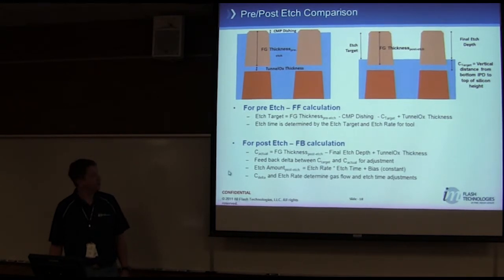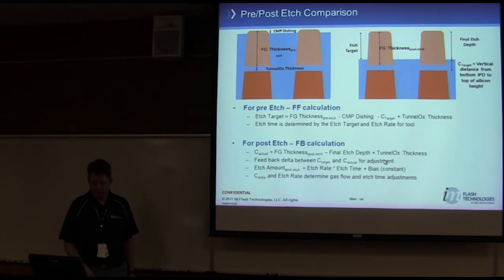So for post etch, again we look at what our actual thickness was. So our thickness post etch minus the final etch thickness plus the tunnel oxide thickness. You have to throw all these in and make sure this is what we anticipated and this is what we got. And then we make your recommendation based upon that data. So there's some graphics on what the etch target is. These are all the variables that have to be coordinated for the controller to work properly.